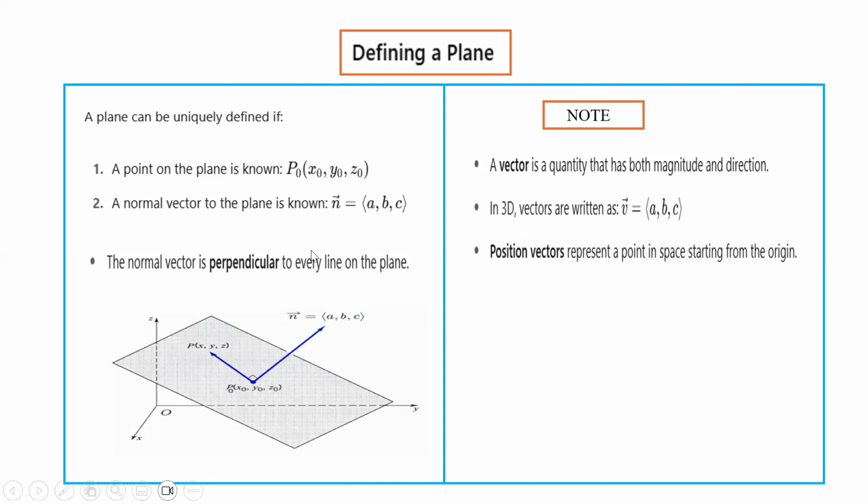Yes, sir. As you can see in this diagram here, the normal vector is perpendicular to every line in the plane. Note, a vector is a quantity that has both magnitude and direction. In 3D, vectors are written as, you can see, the vector equal to (A, B, C). Position vectors start from the origin. As you can see in the definition here, position vectors represent a point in space starting from the origin.